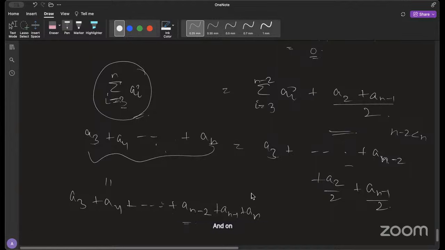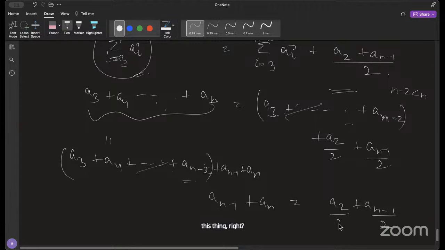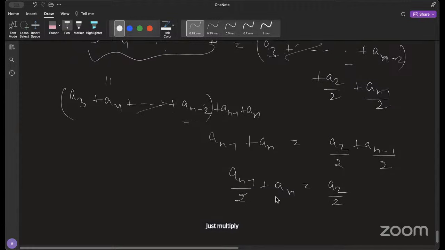And on the other side, we have this thing. So from a3 to an minus 2, we have on the left-hand side. These two terms get cancelled, they're on both sides. You're left with an minus 1 plus an equals a2 plus this thing, right? So you take it to this side, you'll have an minus 1 by 2 plus an equals a2 by 2. Just multiply both sides by 2 to have a better looking expression. Otherwise, you've reached the required point.